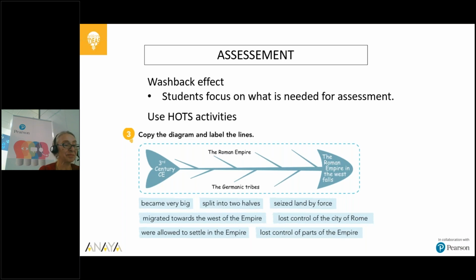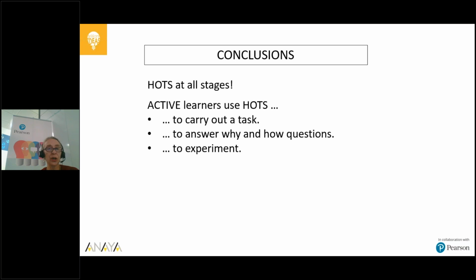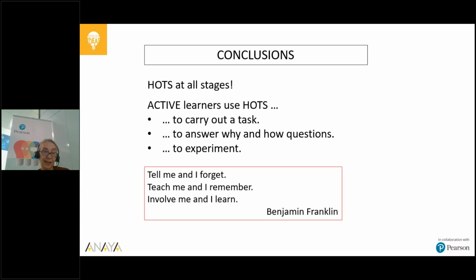I'm going to finish off now by making a few conclusions. HOTS at all stages. These learning skills work together in a spiral, and when we're getting those cogs turning, all of the thinking skills will be coming into play depending on what we're getting them to think about. So we want active learners using HOTS to carry out a task, to answer why and how questions, to experiment, to discover things. I'm just going to finish now with a quotation which I'm sure many of you are very familiar with, from Benjamin Franklin.